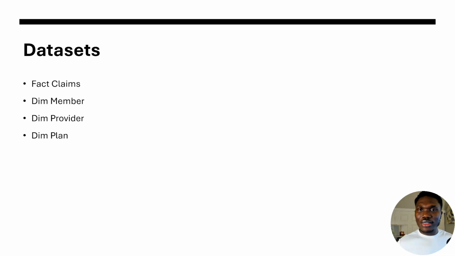I'll try to explain some concepts that people might not be familiar with. A data set is basically data, so we just call it a data set. These Jjay Health Services gave us four different data sets. They gave us a data called claims data, a data called member data, a data called provider data, and a data called plan data.